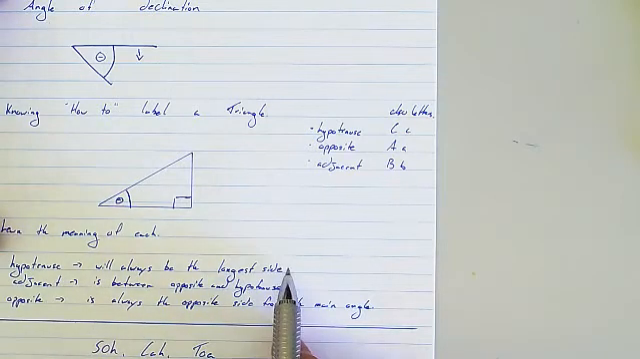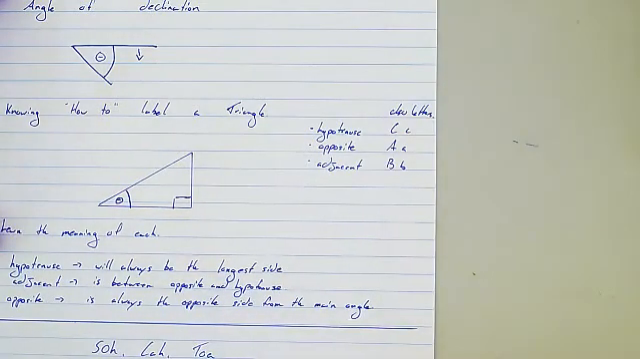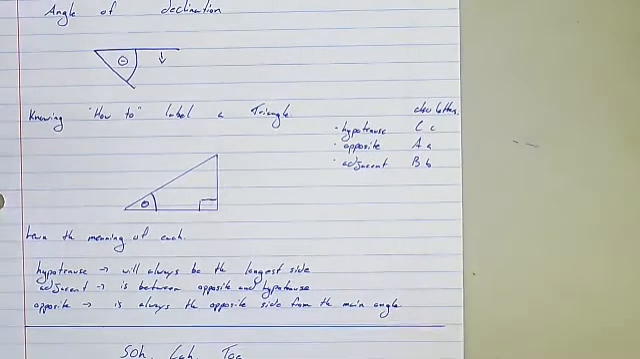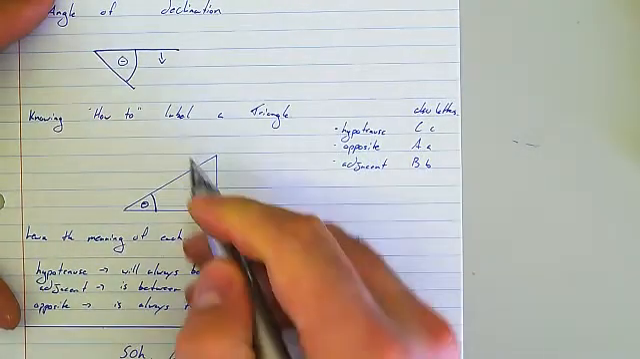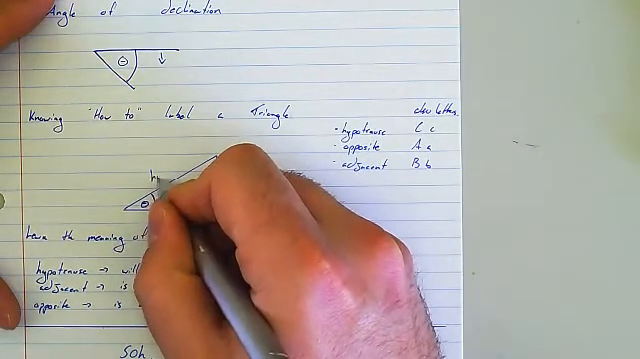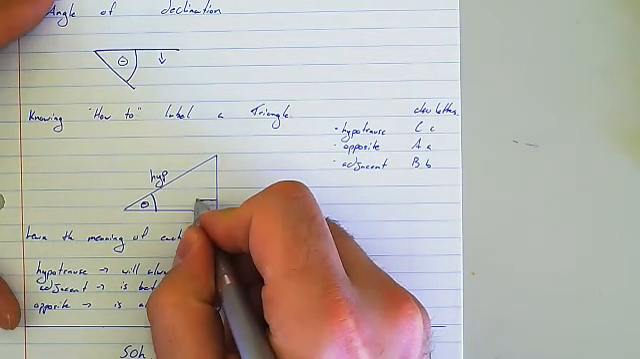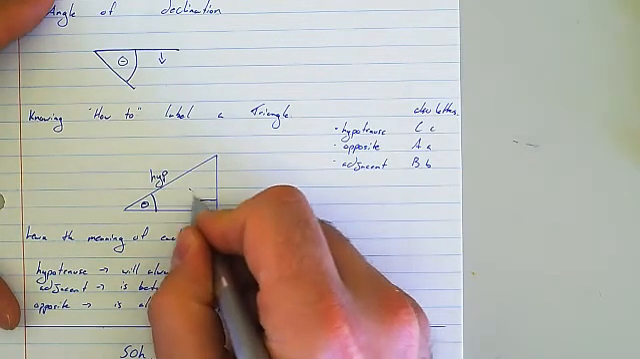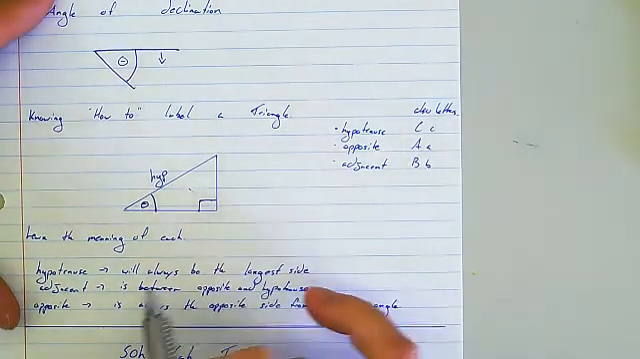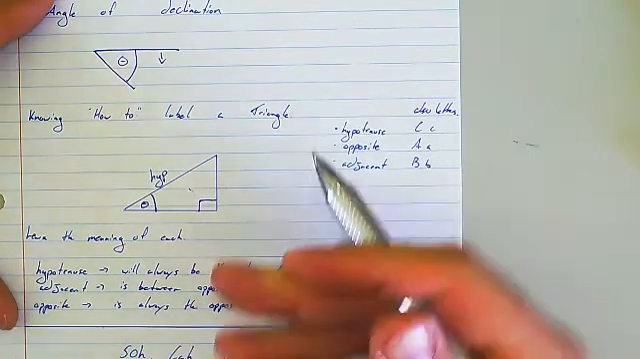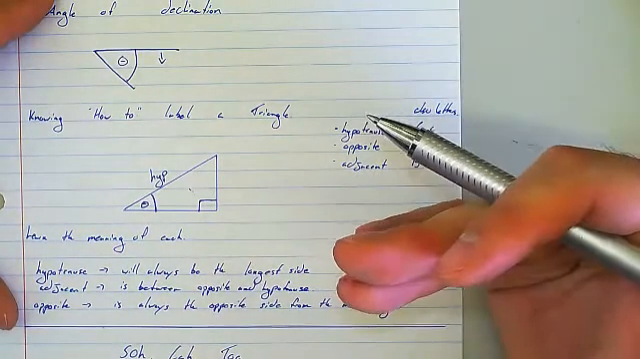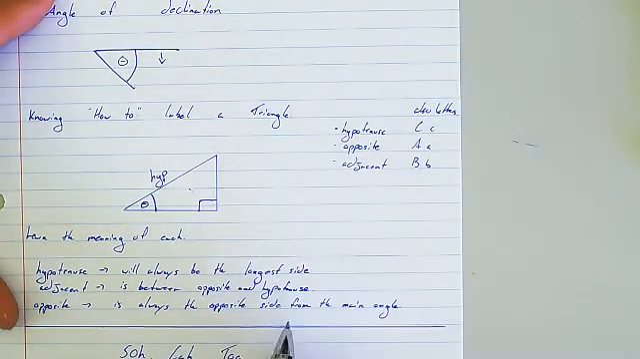So your hypotenuse is always going to be your longest side. No matter what happens, and no matter what you're dealing with, it will always be the longest side. So out of these three sides, this is our hypotenuse. Another trick to remember is the hypotenuse is always going to be opposite from the right angle. Your adjacent will always lie between your opposite and hypotenuse.